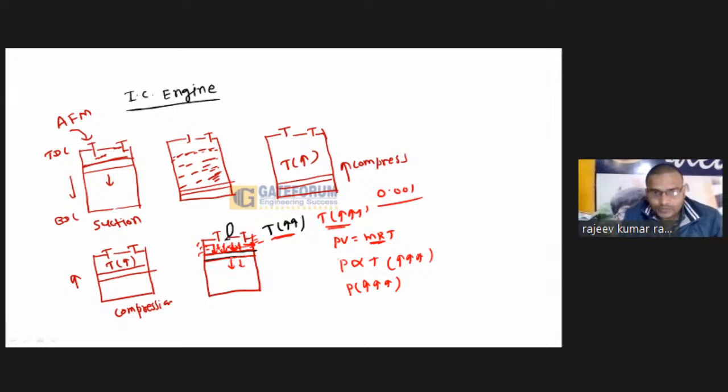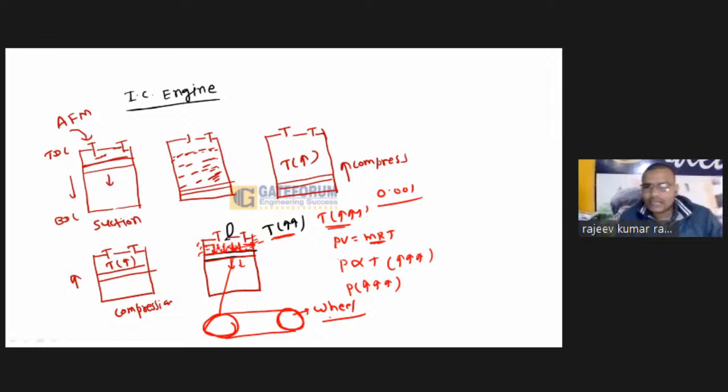Due to this pressure. What you used to do, my dear friends, tell me. You used to connect this to your crankcase. When the piston comes down, the crankcase starts rotating. And by various arrangements, you connect the wheel. So, my dear friends, power will generate there, this is called the power stroke.